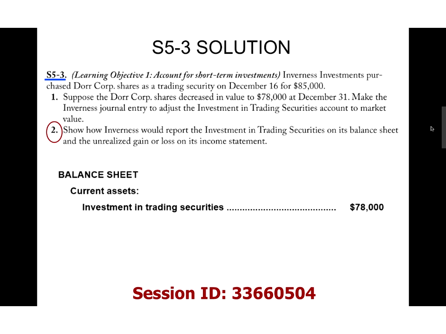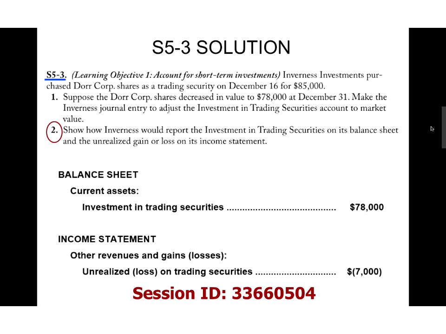In the income statement side of things, we know we have an unrealized loss. Unrealized loss means that something we're holding has decreased in value since we paid for it, or since the last date of adjustment. So what we do on the income statement is it goes on a separate section at the very end of the income statement called other revenues and gains.